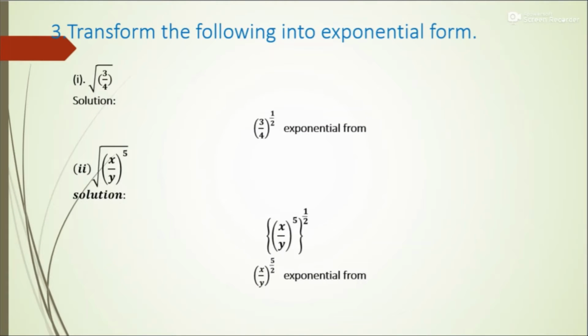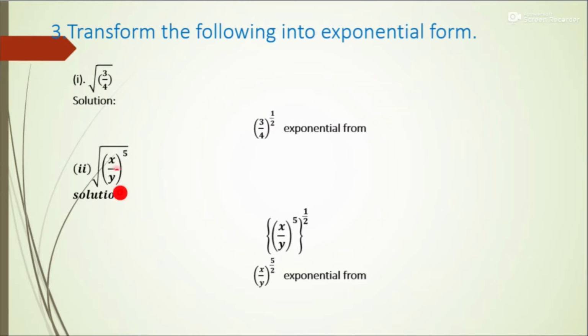Now question number 3, transform the following into exponential form. Now we can write the exponential form of question number 3, 4 under the root. Solution: we can write the root in the form of 1 upon 2. This is the exponential form. Now changing the root into this form is called exponential form, and this is called radical form.